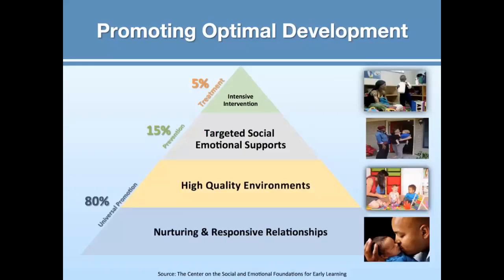80% of kids are going to do fine if they have nurturing relationships and high quality environments. About 15% of kids are going to need some kind of targeted supports like a consultant to their child care or a home visitor or some support. Only about 5% of kids are going to need the intensive child-parent therapy, but those are the kids who didn't get everything below on the pyramid. They didn't get the relationships and the high-quality environment and the serve and return interaction.